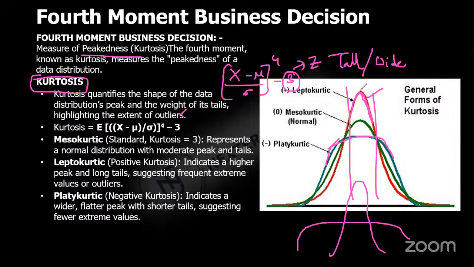These curves are technically given some names. The positive kurtosis curve is called leptokurtic. The negative kurtosis curve is called platykurtic. And the no kurtosis curve is called mesokurtic. So these are the different names given for all three types of kurtosis. I hope it is making sense.